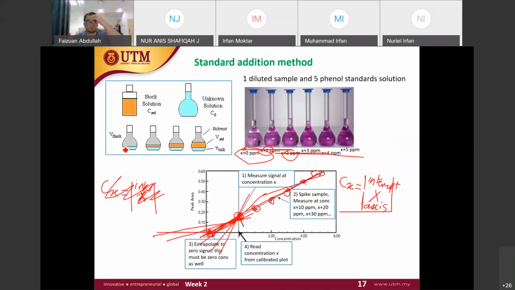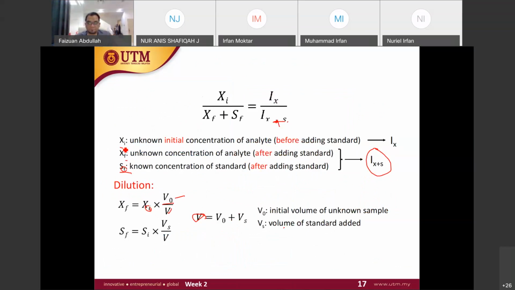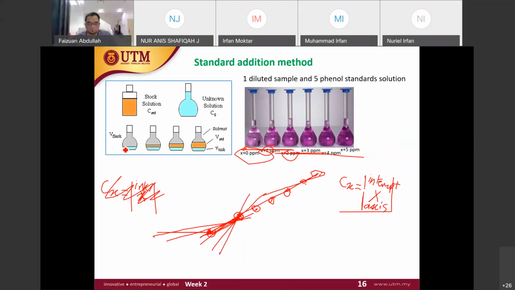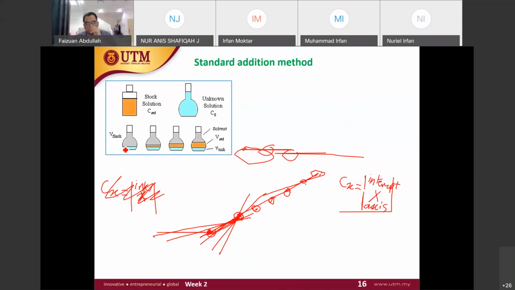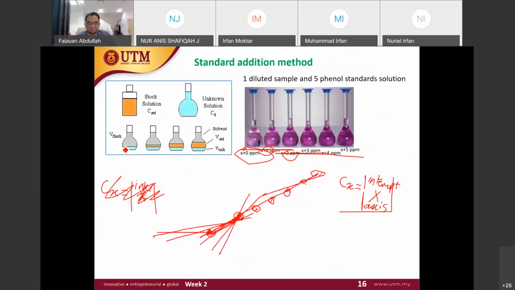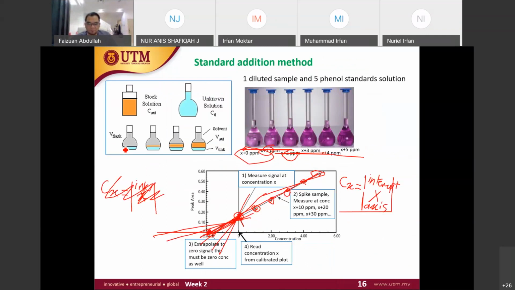Sir, in the final exam, for this subtopic, do we focus on calculation, or do we also need to memorize the procedure about this method? If you ask me about memorizing, of course, no lecturer will recommend that students memorize. I mean the procedure for the standard addition method. In the final, normally it comes out as a calculation.